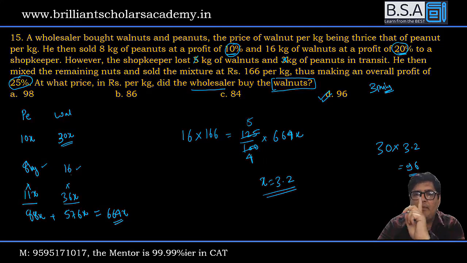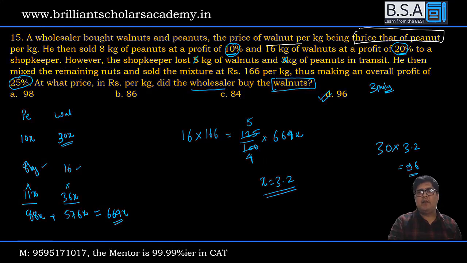Be careful with multiplications and divisions, that's all. That 5 will come below, 664 will come below, and the 4 will go above. See, the very first line of the question says the price of walnut is 3 times the price of peanut. So for peanut I have taken the price as 10x, and walnut as 30x, 3 times.